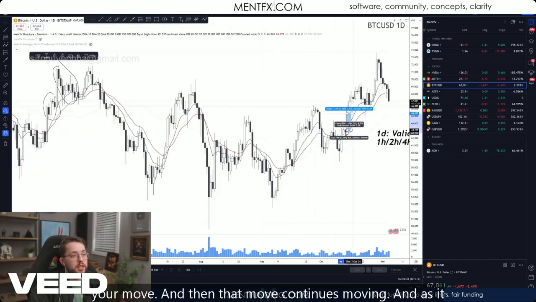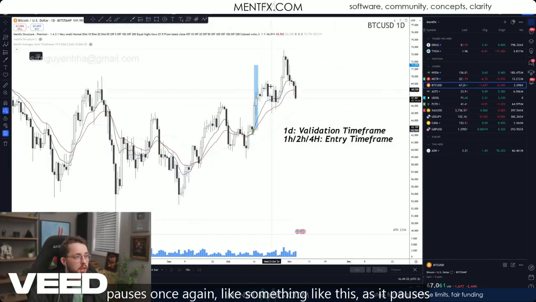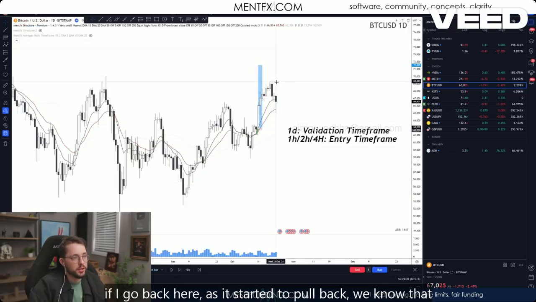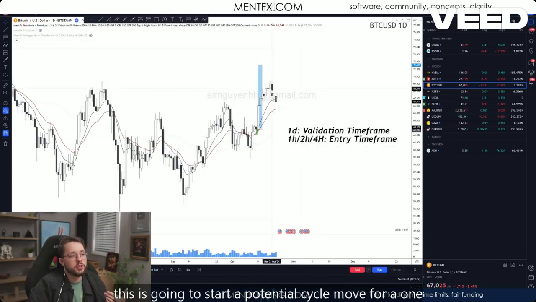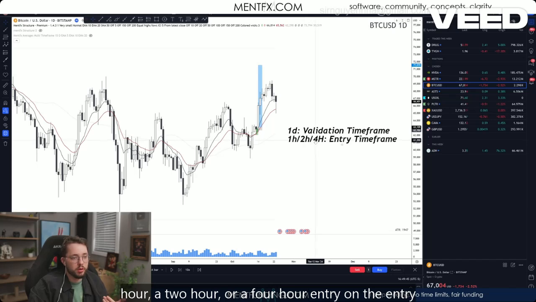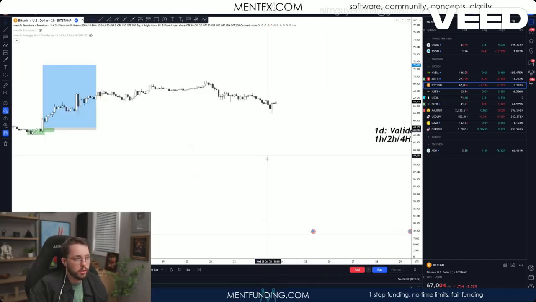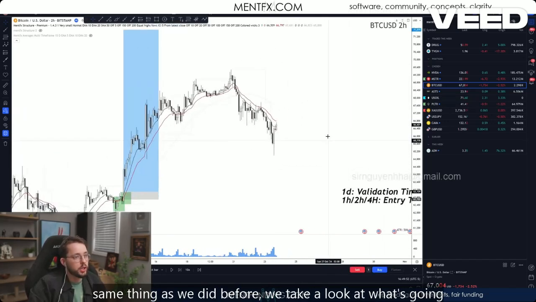And then that move continues moving, and as it pauses once again, like something like this, this can become the same kind of area. So if I go back here as it started to pull back, we know that this is going to start a potential cycle move for a 1 hour, a 2 hour, or a 4 hour entry on the entry time frame, right? So if we look at the 2 hour again, same thing as we did before, we take a look at what's going on here, right?